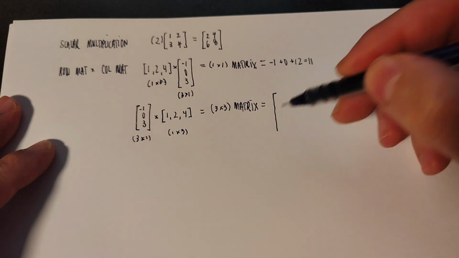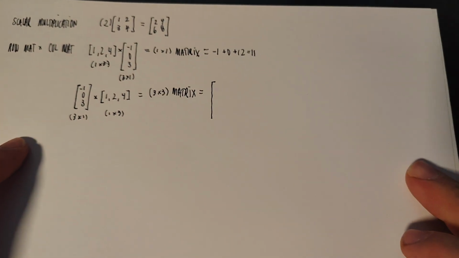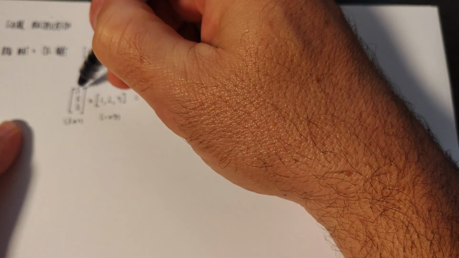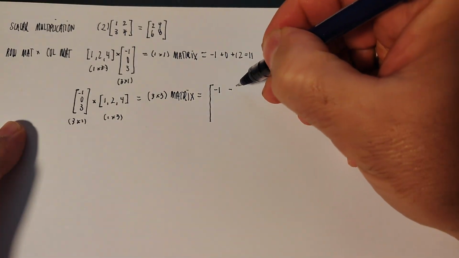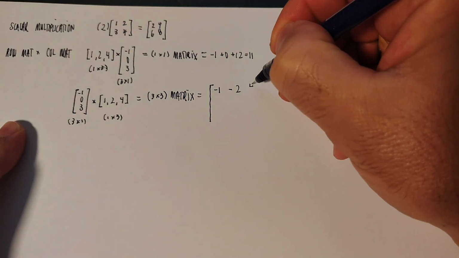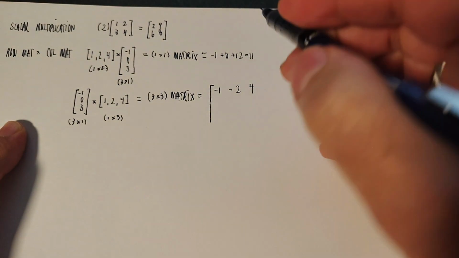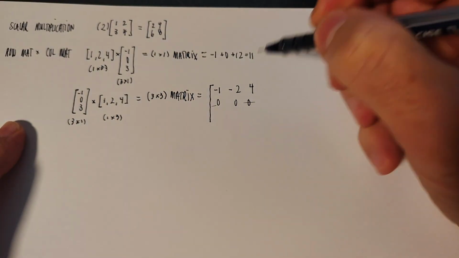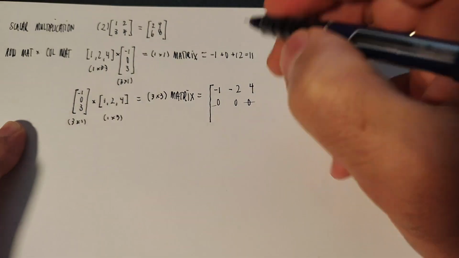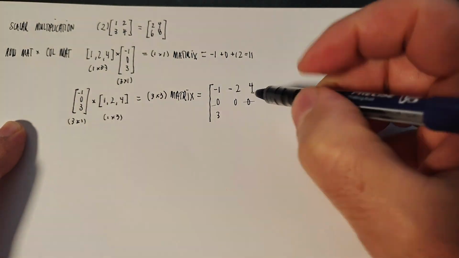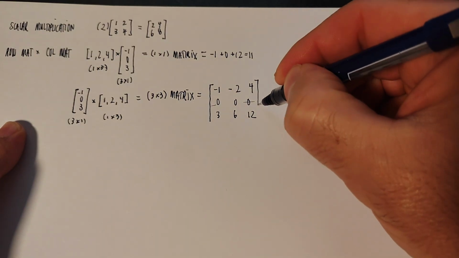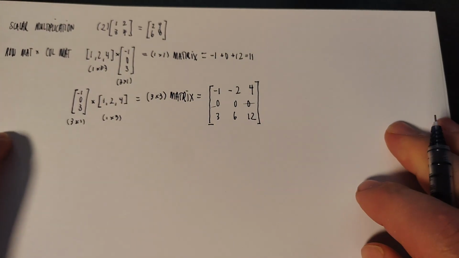We know it's going to be a 3 by 3, so let's just start the border there. We're going to have -1, -2, -4. Now this is going to have all zeros along the second row, so it's 0 times 1, 0 times 2, and 0 times 4, so these are all zeros here. And then 3 times 1 is 3, 3 times 2 is 6, and 3 times 4 is 12. So that's our resulting matrix there.